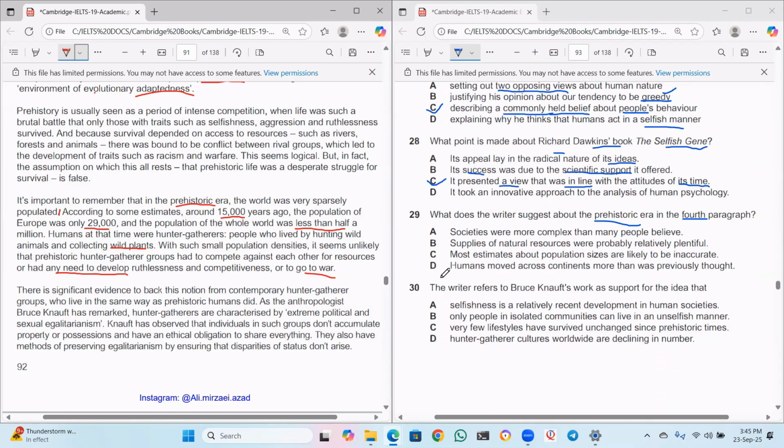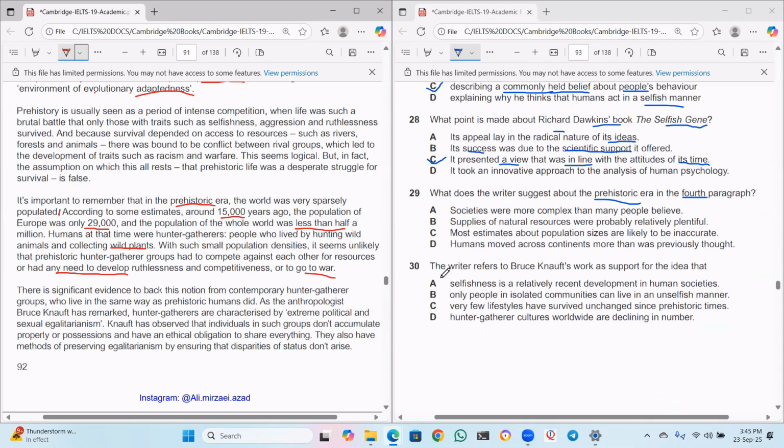Okay, let us read what is given in the options now. Societies were more complex than many people believe. Are societies more complex, guys? Is it complex, or were societies more simple? What do you think? See, here it says the world was sparsely populated, very less population. So people with small densities, it seems unlikely that they had competed against each other. So A is opposing what is given in the paragraph, right?